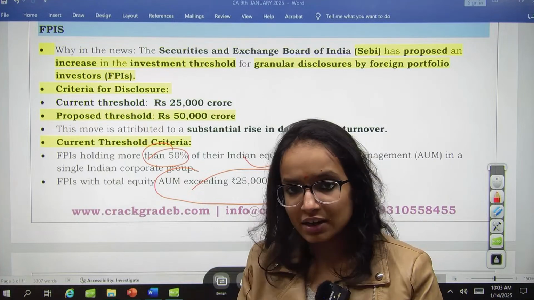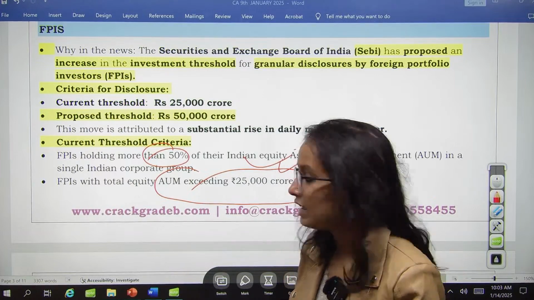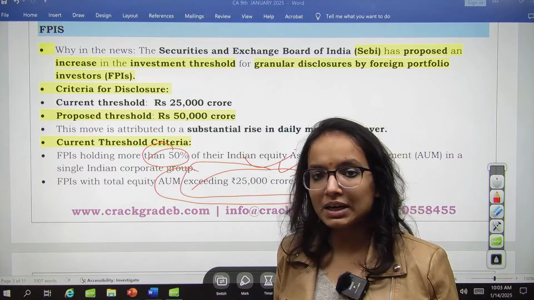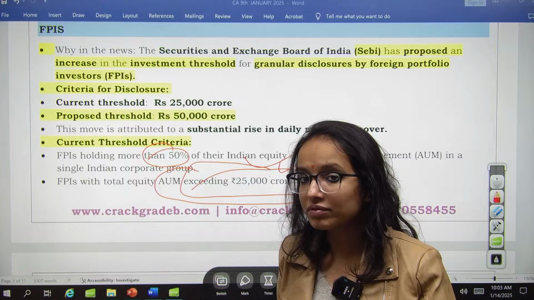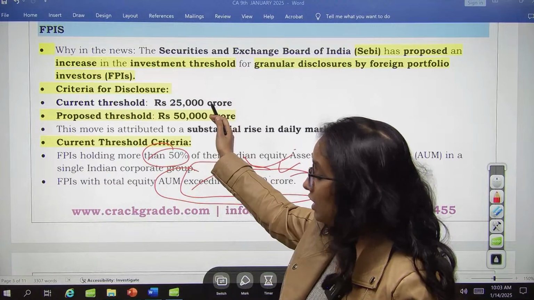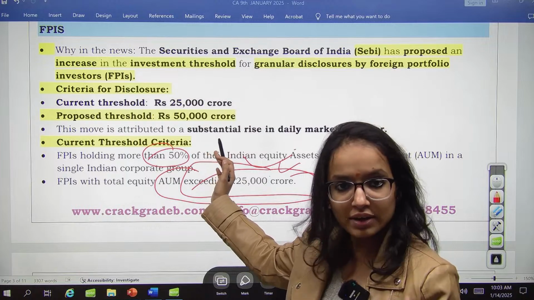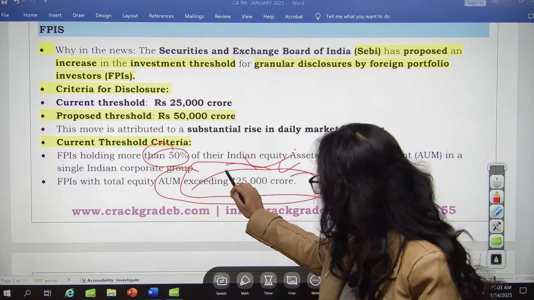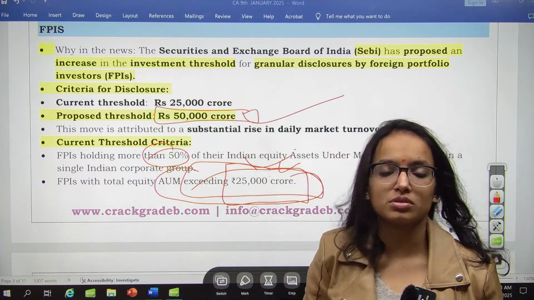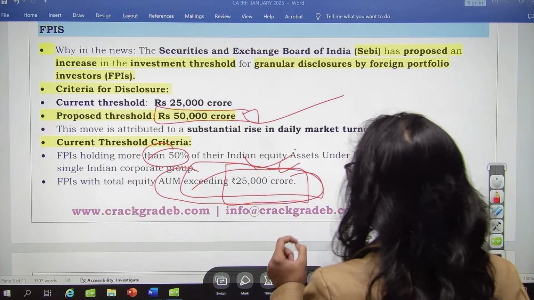तो वो 50% अगर आपने होल्ड कर रखा है, या आपका जो टोटल इक्विटी AUM का वैल्यू है, it is exceeding 25,000 crores. Total market value of the assets you are holding, it is exceeding 25,000 crores. So in either of the situation, whichever is higher, you are required to disclose this granular disclosure. You are required to file this granular disclosure, right? So what is the proposal? That they want to increase this 25,000 crore threshold to 50,000 crores.